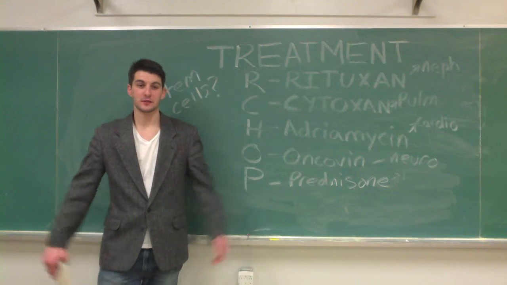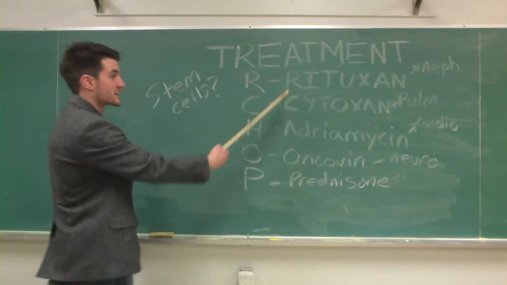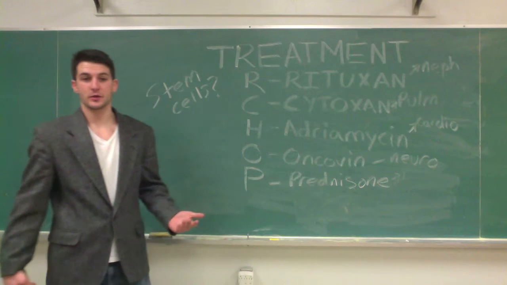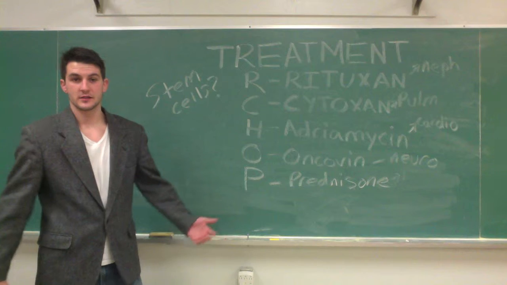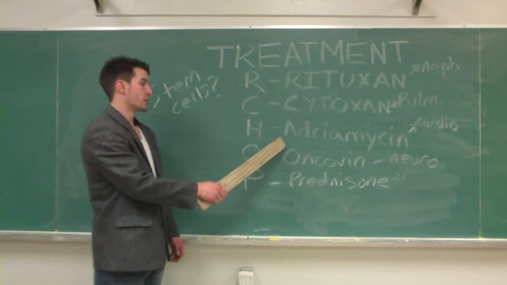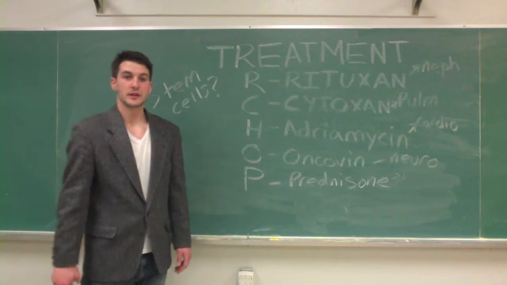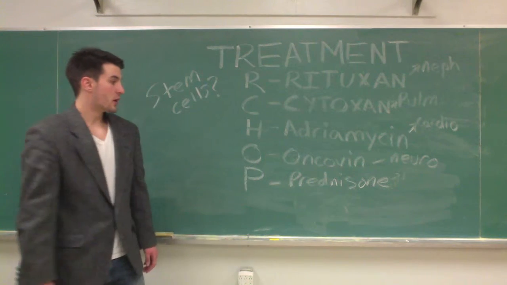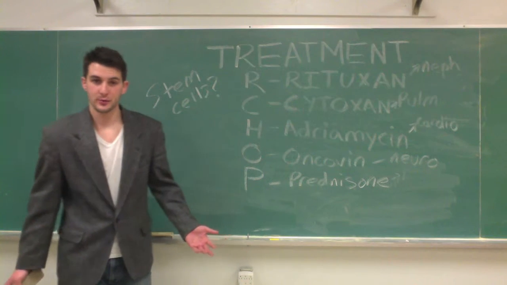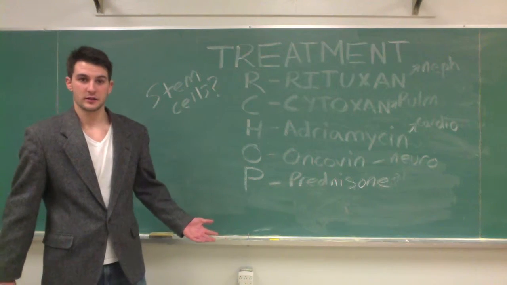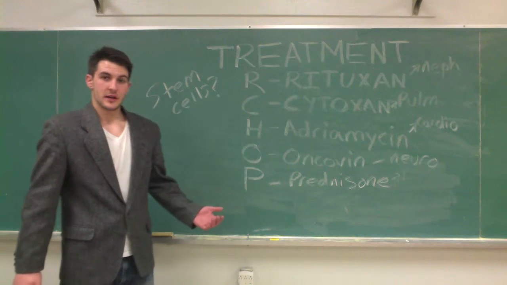How are we going to treat it? We've got Rituxan. It's nephrotoxic, so you want to check the kidneys. We've got Cytoxan, which is pulmonary toxic, so it's going to affect the lungs a little bit. We've got Adriamycin. That one's cardiotoxic, so we're going to have to do EKGs and echoes. We're going to have Oncovin, which is neurotoxic, and prednisone, which of course is immunosuppressant, so it's going to make you more susceptible to other things. CHOP, those are the classic chemos.